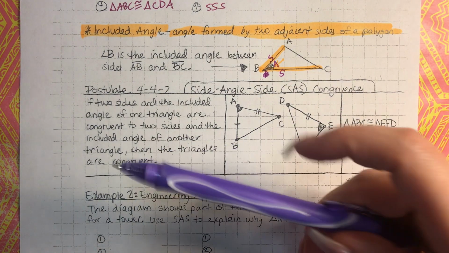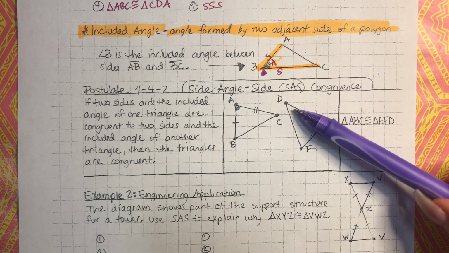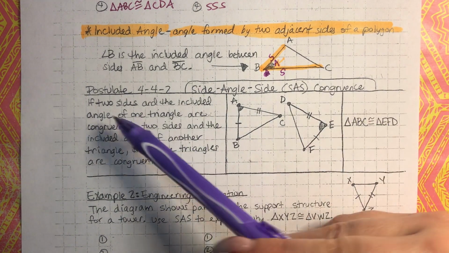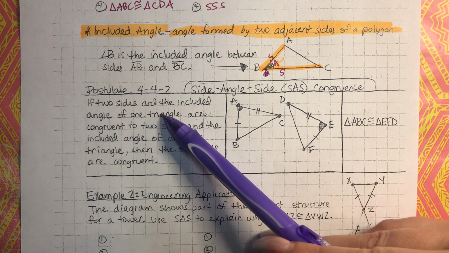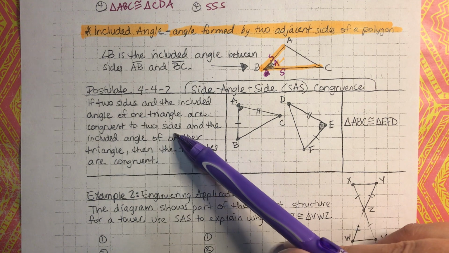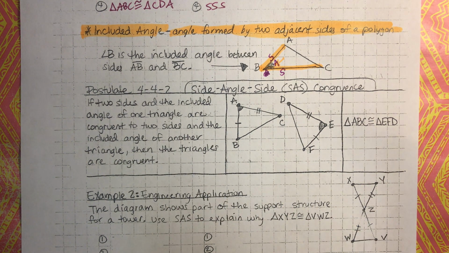So let's look at this. It says side angle side. I like to call this SAS, or say this is my sassy cheat rule. It's very sassy. Okay, let's look at it. If two sides and the included angle of one triangle are congruent to two sides and the included angle of another triangle, then the triangles are congruent.